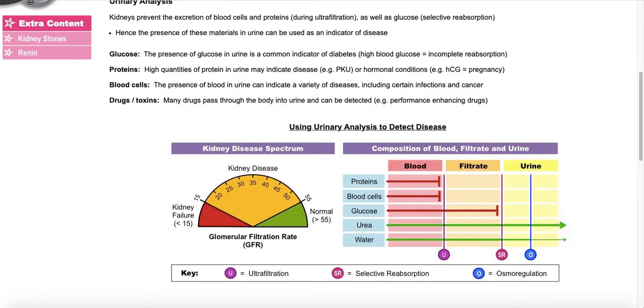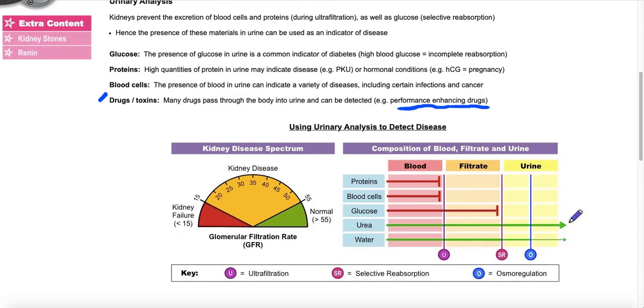Now, in your urine, you can also find many drugs or toxins that pass from the body into the urine, and they can be detected. So we know that performance-enhancing drugs can be detected in the urine, and that's why athletes, when they compete, have their urine analyzed.